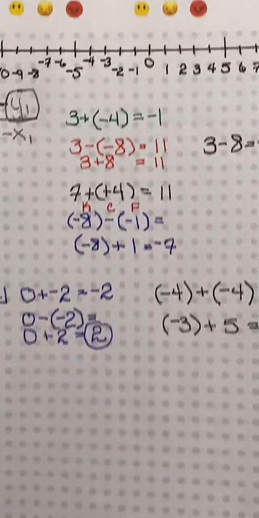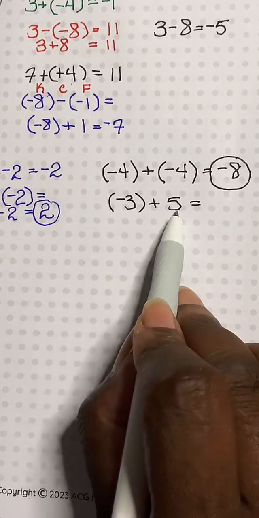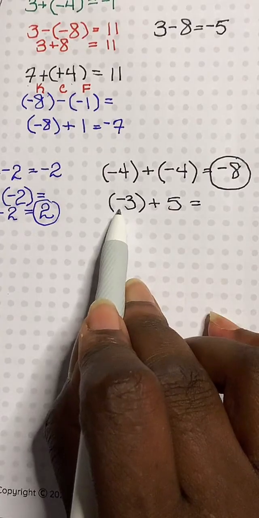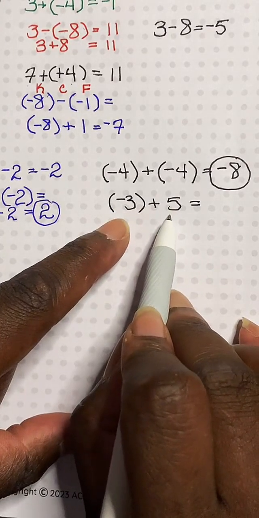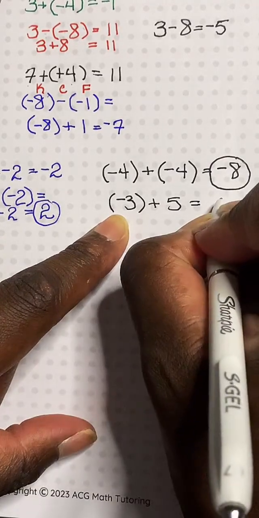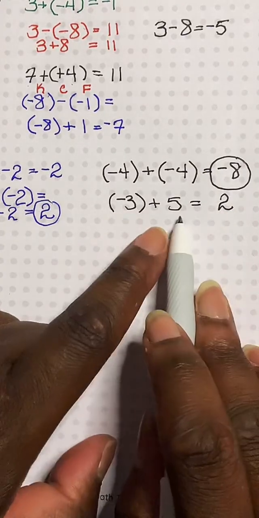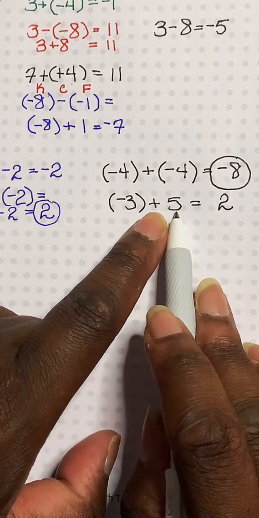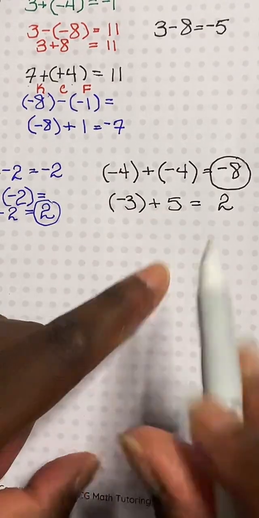If you want to think advance-wise, the signs are opposite. This is negative, this is positive. When the signs are opposite, we're really subtracting. 5 minus 3 will give me 2. And it's going to give me a positive 2 because my 5 is bigger than 3 and my 5 is positive.